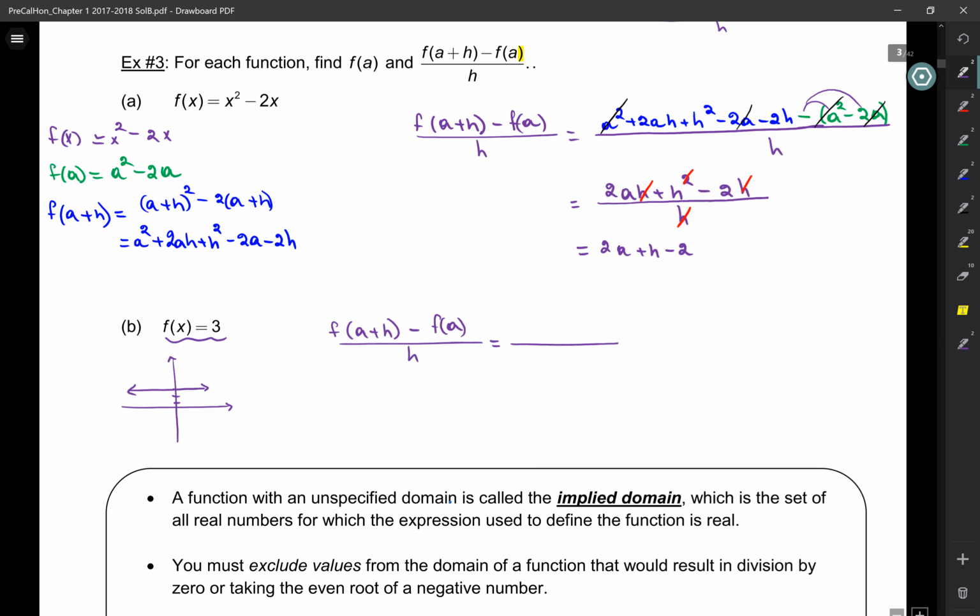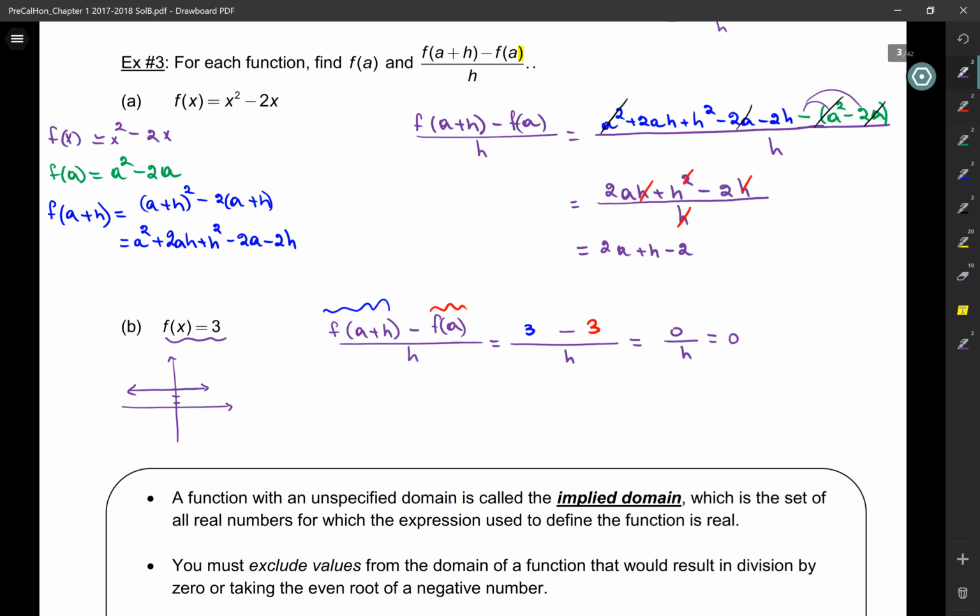So f of a plus h minus f of a over h, that's 3 minus 3 over h. That's 0 over h, and that's 0, as it should be. Why are we finding f of a plus h? The question calls for f of a plus h minus f of a over h. And now this is the function. We're done with that one completely.